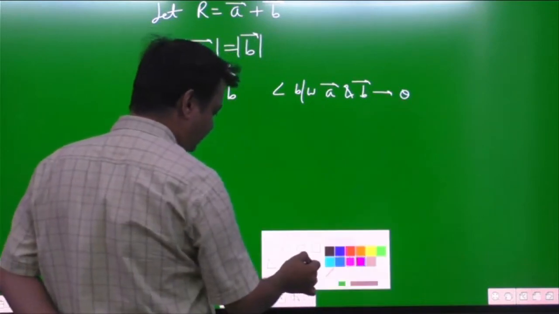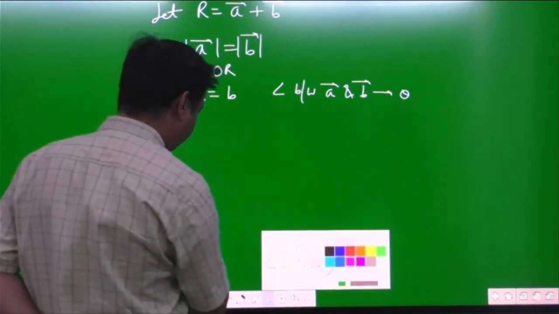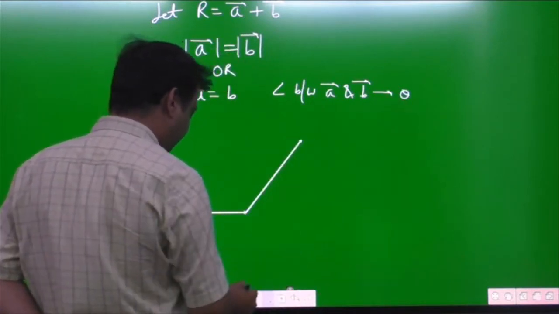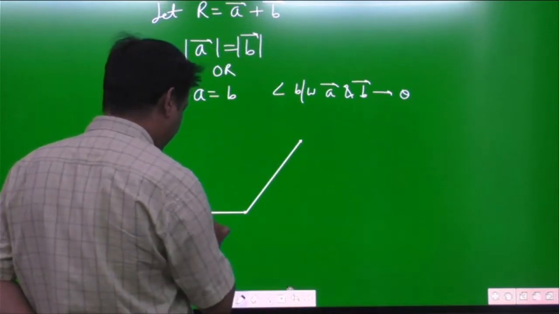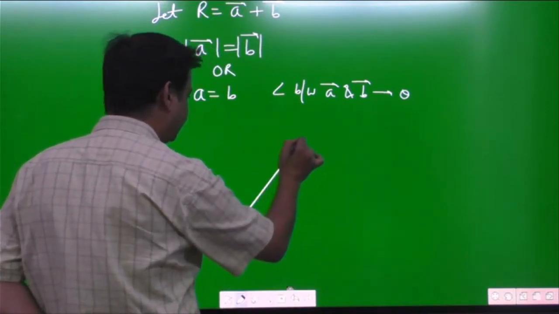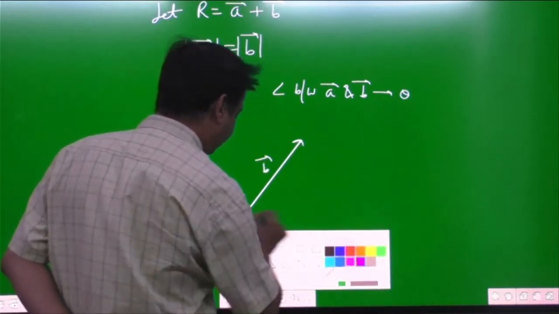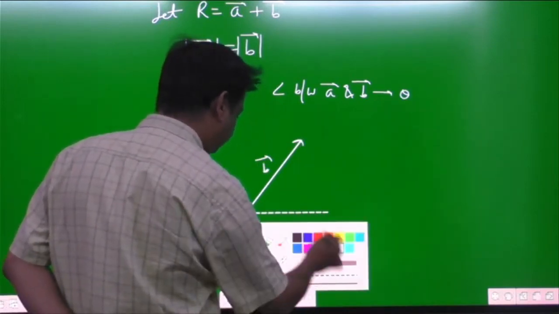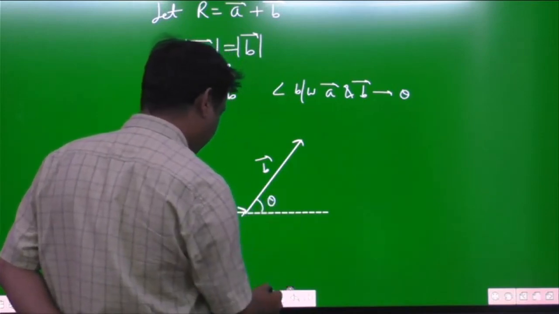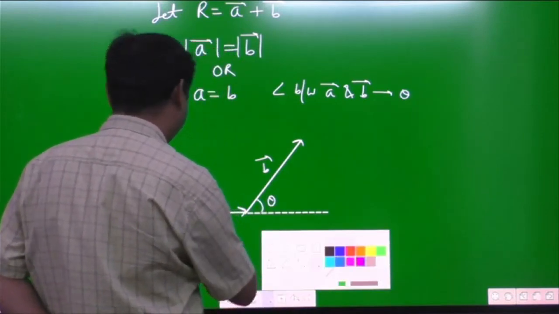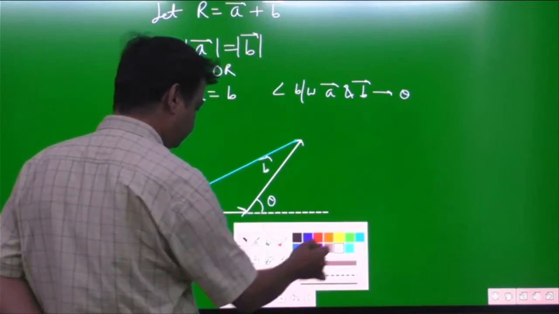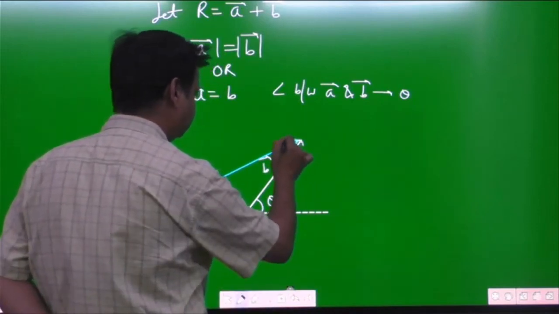So when you make the triangle, you will make the two vectors head to tail. Both will have the same length. The triangle will be isosceles, and this angle will be theta, and this will be your resultant vector, right?